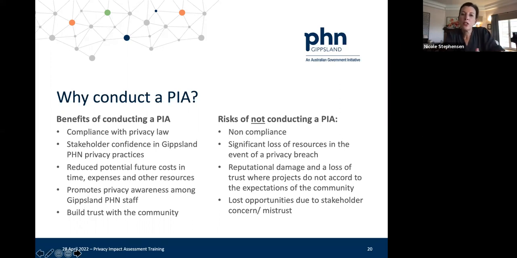There's also the risk to Gippsland PHN's reputation, right? So it's brand damaging. If a privacy impact assessment is not done and the project is significant or raises significant privacy concerns for the community or staff members or other stakeholders, you can damage your brand, and folks are not going to want to deal with you or participate in your project. And that's not a good thing when we're talking about a holistic engagement space such as the one that the PHN is trying to develop.